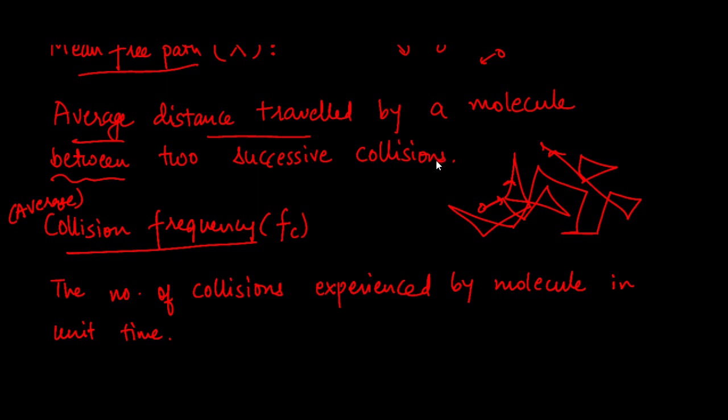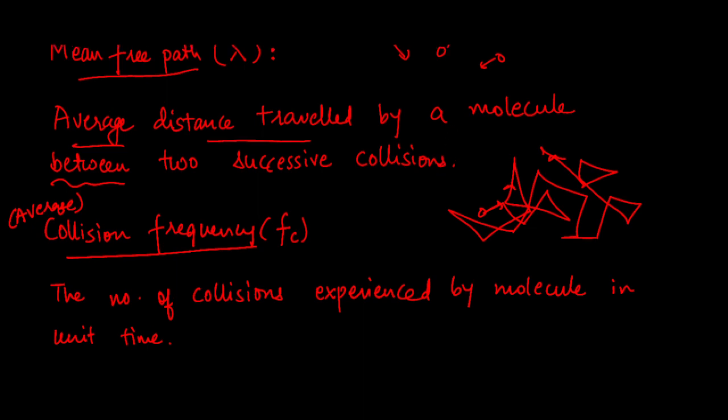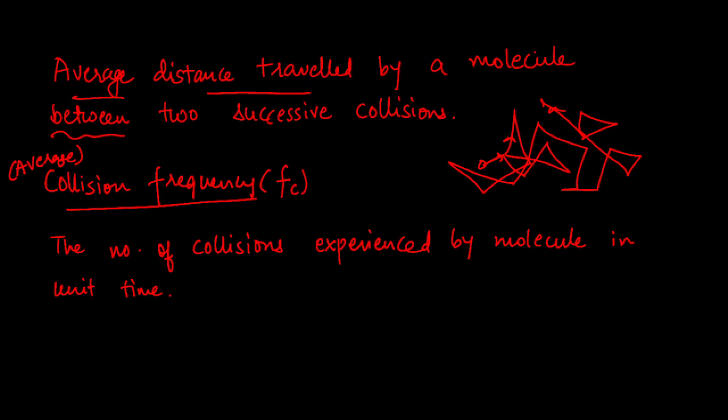Speed and everything will change, speed, direction, but that's fine. That's why we take the average speed and RMS speed and so on. Okay, so things are going to change. So I said that we need to take average here also, because all the molecules don't have the same collision frequency. Some will have less, some will have more. All of that is random.